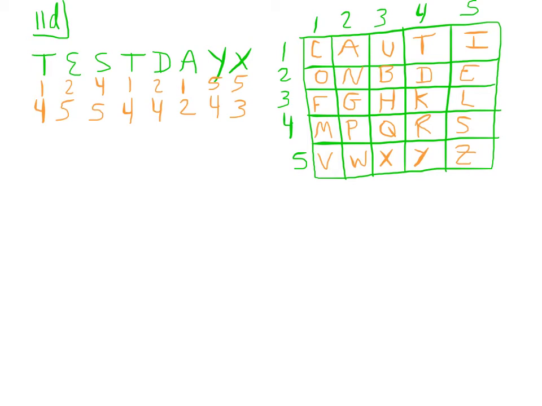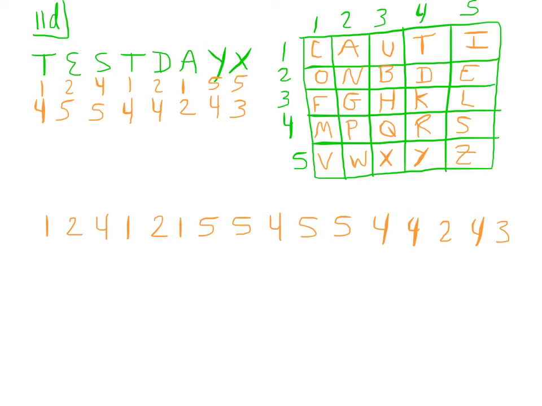Now I'm going to write all of my numbers that I have looked up here in one long string. So I'm going to write it on one single line, starting with the top line, 1, 2, 4, 1, 1, 2, 4, 1, 2, 1, 5, 5. And then I'm going to take the second line and just write it next to the first line instead of underneath. So I have 4, 5, 5, 4, and then 4, 2, 4, 3.